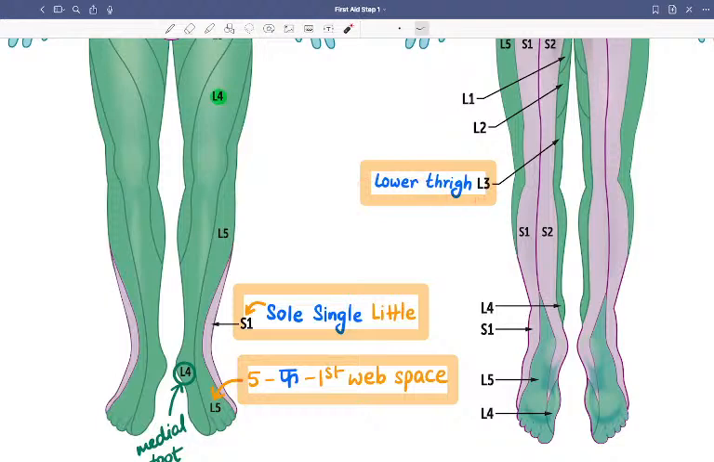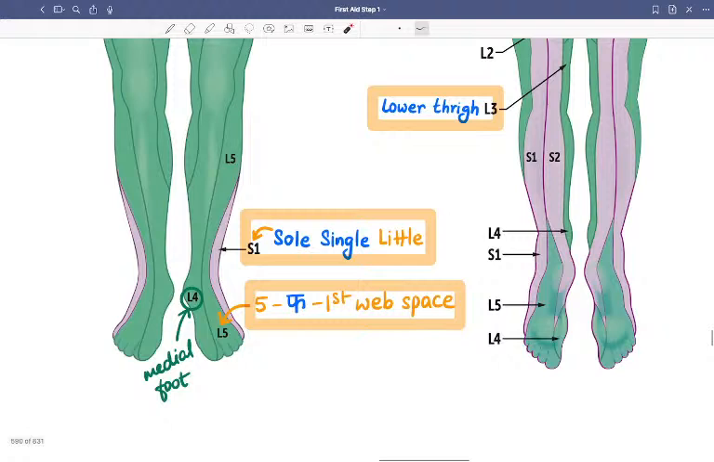So L3. Okay, now S1, this is something that can come, because they ask who supplies the first web. Okay, so medial foot is L4, fine. Okay, S1, just remember sole, S1, single. Single, little. So single little sole finger. S stands for single, sole, little, and sole means one, so one.